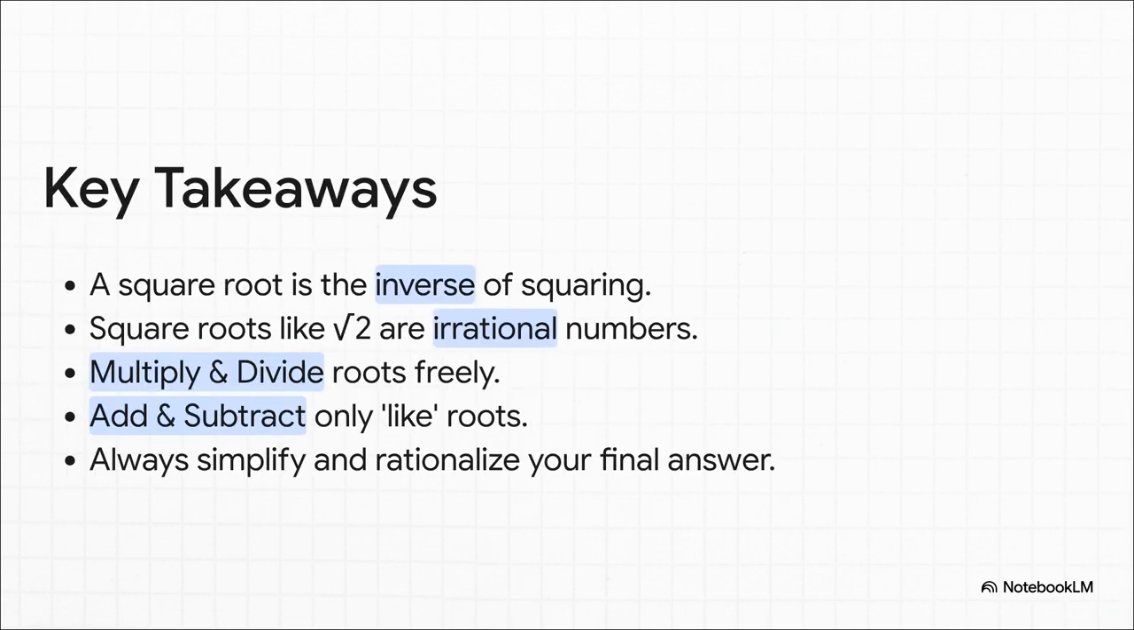So after all that, what are the most crucial things to remember? Well, first, a square root is simply the inverse of squaring a number. Second, these are irrational numbers, and they're part of the bigger real number system. Third, you can multiply and divide roots pretty freely, but you can only add and subtract roots when they are like terms. And finally, always clean up your final answer by simplifying and rationalizing.